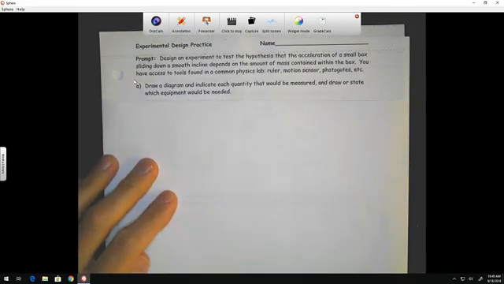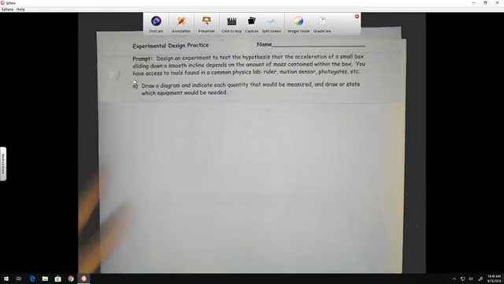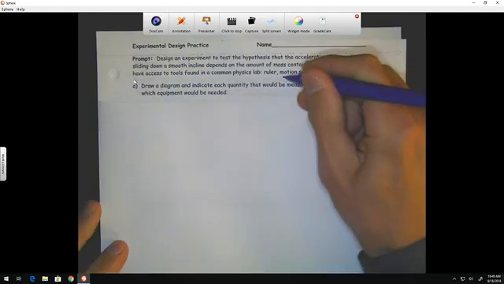One of the questions that you thought about was to design an experiment to test the hypothesis that the acceleration of a small box sliding down a smooth incline depends on the mass contained within the box. And you have access to the tools found in a common physics lab. This is a very common prompt on an AP test, and oftentimes they let you decide which tools you want to use. So why don't we start off? There are probably 3 or 4 ways you can do this, and I'd like to just share 2 with you. Let's start off with the motion sensor.